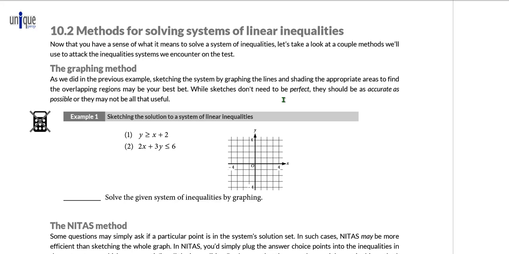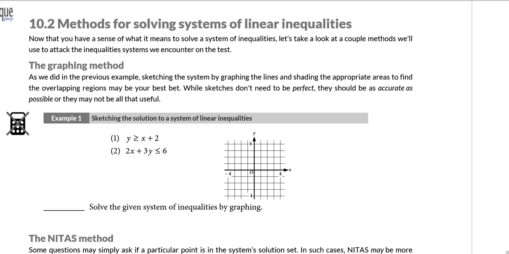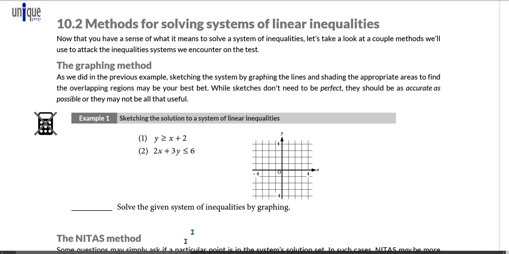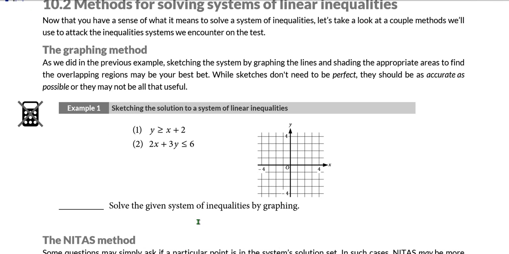On the next page, we will dive into the methods that we can solve systems of linear inequalities, now that we know what it means to solve a system. So the first method is maybe the most traditional, the most conventional method, which is the graphing method, which is kind of what we did on the previous page. We just sketched the system, we graphed the lines, we did the shading, we found the region of overlap. That's what we're going to do in example 1 here.